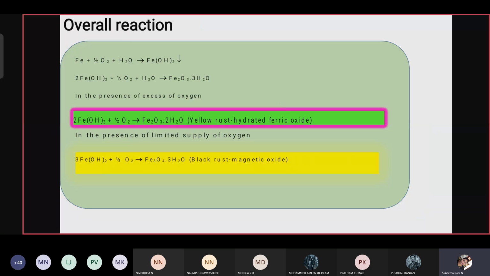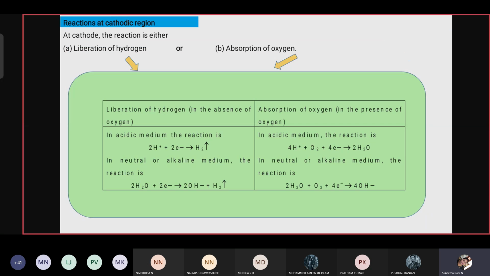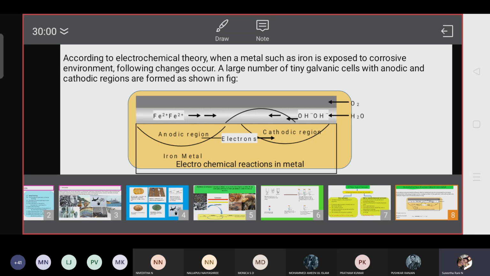Next, in an acidic medium, what is the reaction under liberation of hydrogen? The reaction is 2H+ plus 2 electrons to give hydrogen. Here you can see this is the hydrogen. Hydrogen liberation takes place in this reaction.